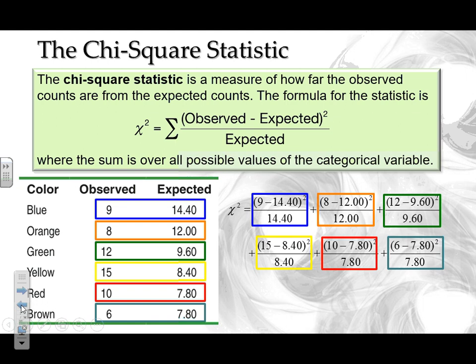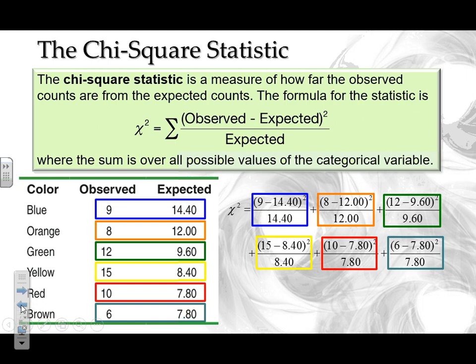So if we look at the blue, observed 9 minus expected 14.4 squared divided by 14.4. And then the sigma notation here means adding, summation. So then we add the orange calculation. So the orange would be 8 minus 12 squared divided by 12, and so on. Now, as you're copying this down, I wouldn't worry about copying every single one down. Once you get the first two, you should have the basic pattern, right? So try the first two and then just a dot, dot, dot. So continue that through for each of your categories.